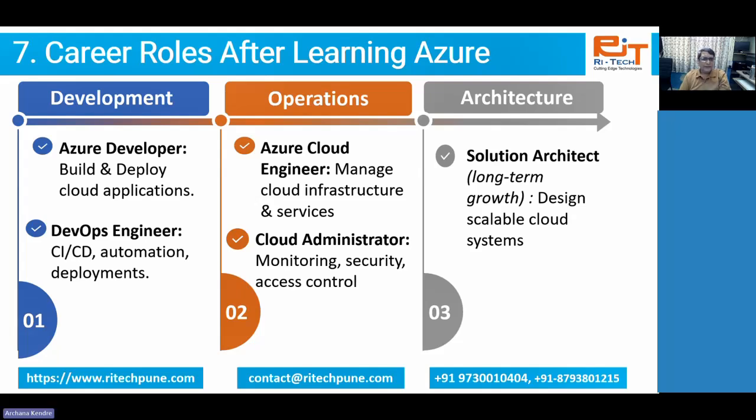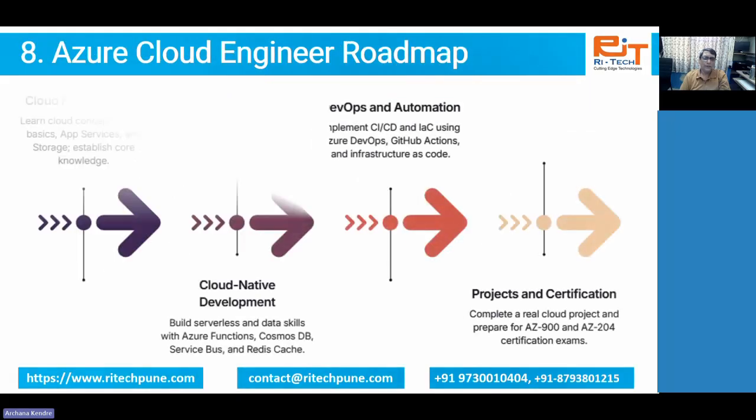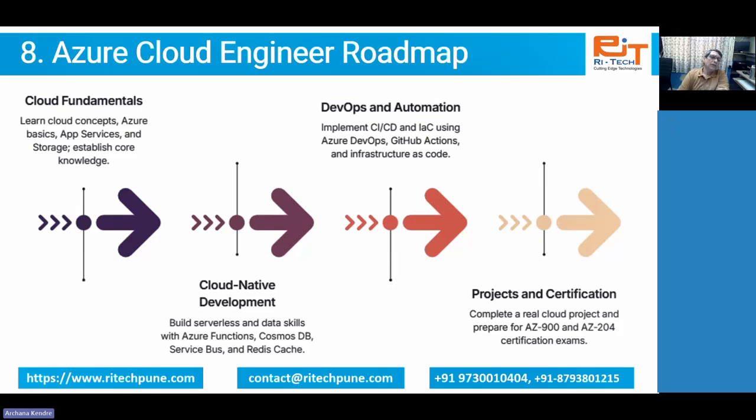Now, there are five roles in learning Azure. So, the Azure Cloud Engineer roadmap: what technologies do you need to go for? The first thing is cloud fundamentals. You learn the cloud concepts, Azure basics, app services and storage, and establish core knowledge. That will be the first step.